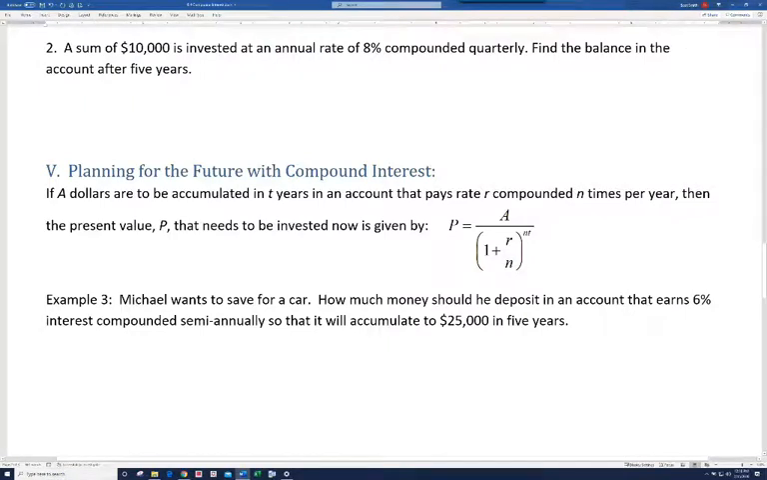It says a sum of $10,000 is invested at an annual rate of 8% compounded quarterly. Find the balance in the account after 5 years. So I would encourage you to go ahead and do this one. It's just another example of what we just did, and then watch the video and check your work.